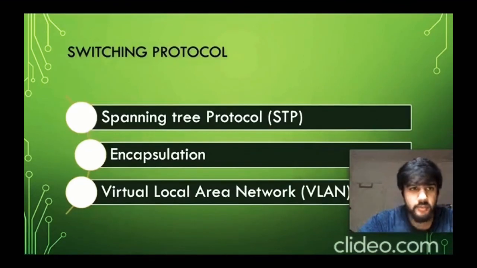Next, moving towards switching protocols. Spanning Tree Protocol is used for optimal path selection, and transmission of data from the source station to the base station is done by the switching protocol. The network layer and the different network topologies are supported by the Spanning Tree Protocol. Encapsulation in the switching protocol is used to eliminate the chances of being attacked by intruders.